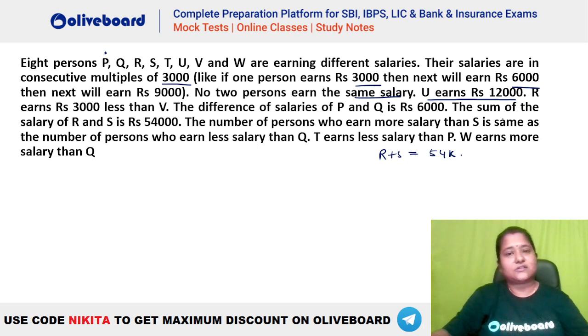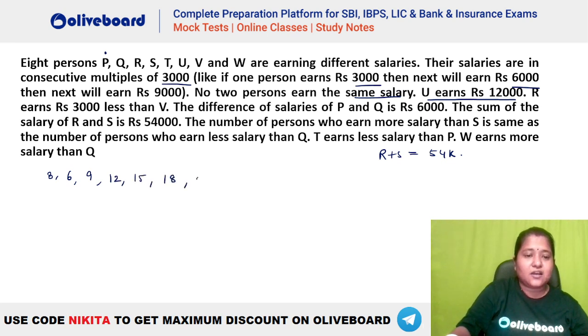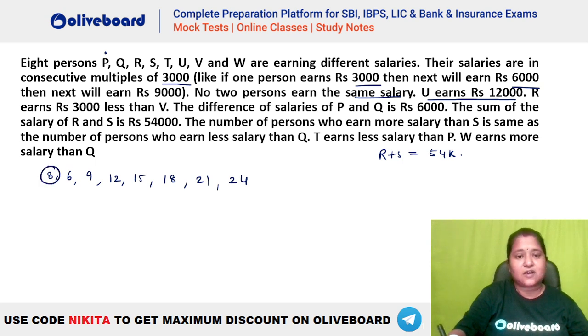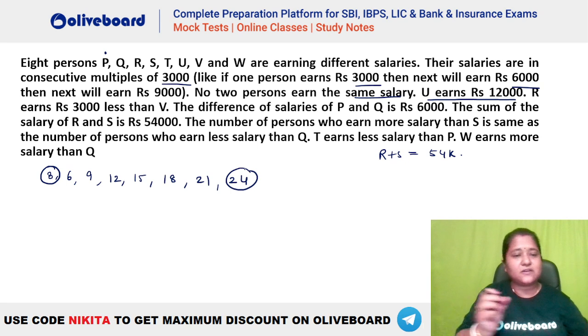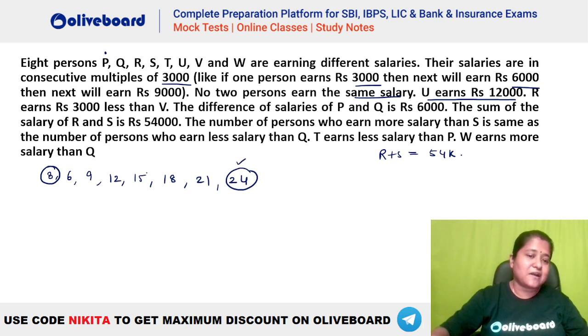U is earning 12,000. Okay, let's say if we take the first as 3k, then we have 6k because we have 8 persons in here. So 3, 6, 9, 12, 15, 18, 21, 24. You can see that's 1, 2, 3, 4, 5, 6, 7, 8. If we are starting the first person with 3,000, the last person should have 24,000 because these are consecutive multiples of 3,000 here. Now, if you take 24,000 here, you can see 24 plus none of these values will ever give you 54k. That means we cannot take this particular series which is starting from 3 onwards. That is not a possibility.